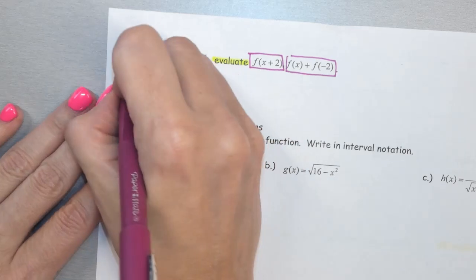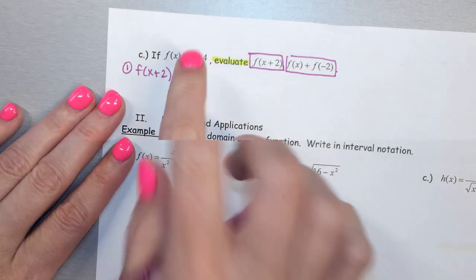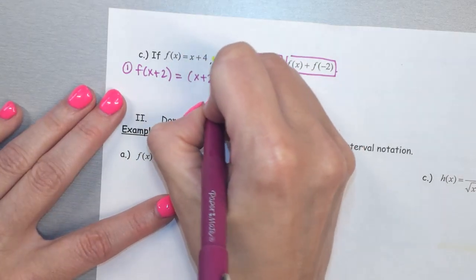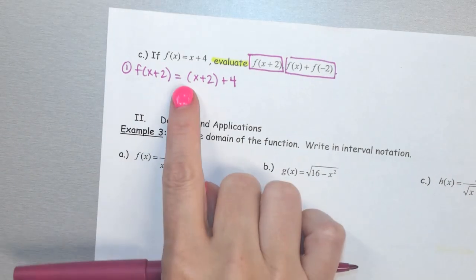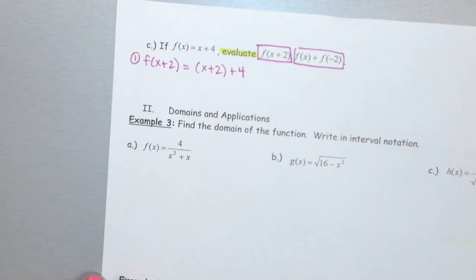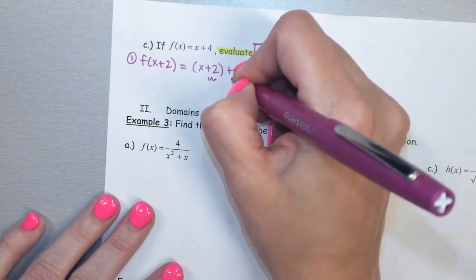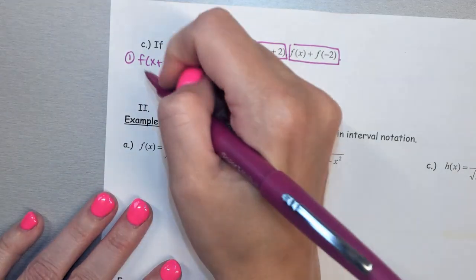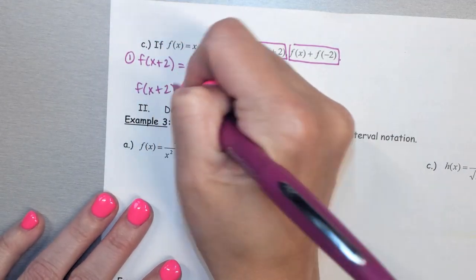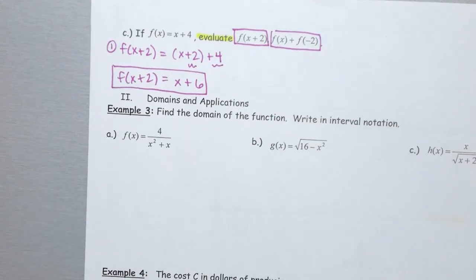Okay, so with the first one, if we do f of x plus 2, that means instead of x, we have x plus 2 plus 4. I generally plug them in with the parentheses. That way I don't miss anything if I have to multiply. But here, there's nothing else in front of it, so you can just combine the plus 2 and the plus 4 to get x plus 6. Okay, that's going to be your final answer.